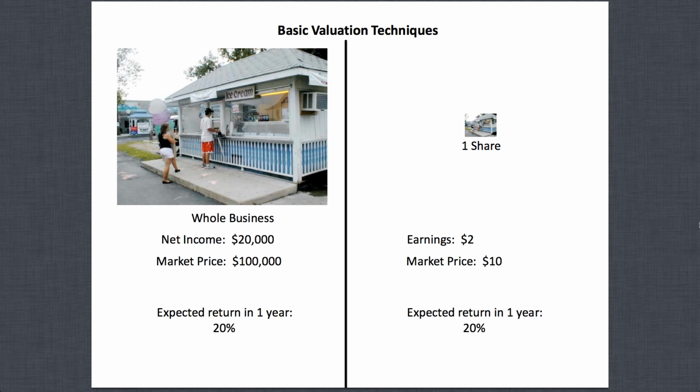Now let's look at the numbers for the one share. So when we're looking at that little micro business is how I want you guys to look at it. You'd see that the earnings, and all I did was I took those numbers and I divided it by 10,000 because that was the number of shares outstanding. So that will represent the value of one share. You can see that the earnings is $2 and that the market price is $10. So my expected return in 1 year is the same thing. It's 20%.